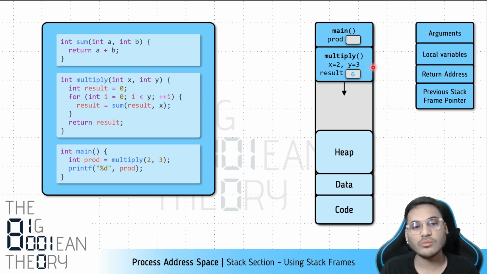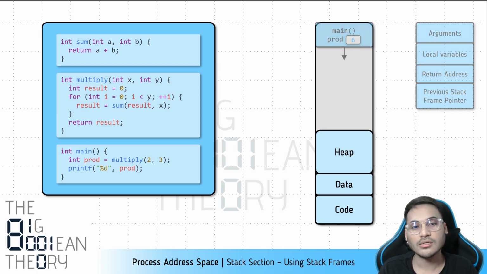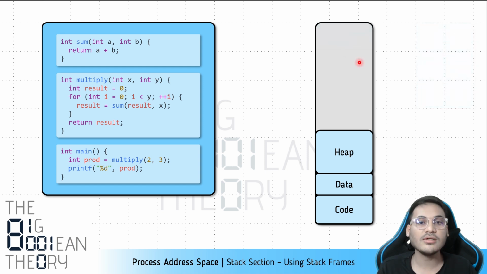Finally, it's time to return from the multiply function. So multiply will return the value 6 to the main function. The stack frame for multiply has been removed or popped. And finally, when main returns, its stack frame is cleared, right? So you see how this piece of code was executed on the stack section.